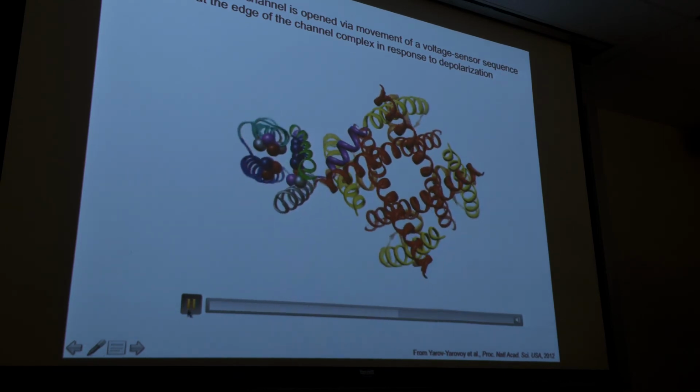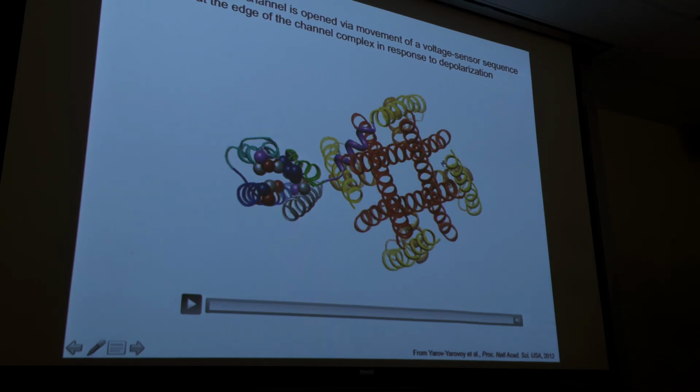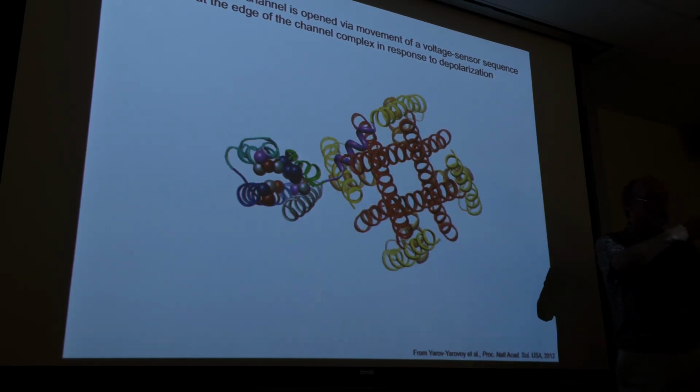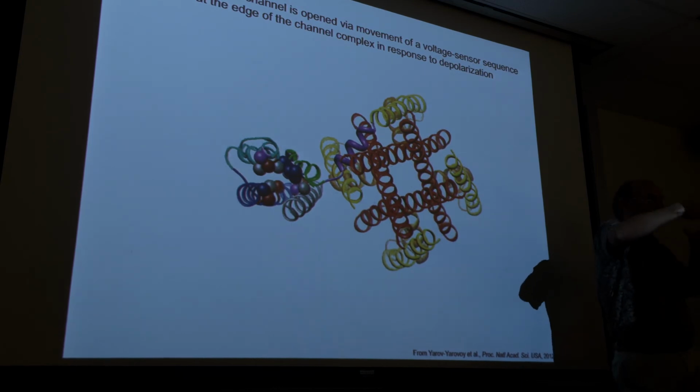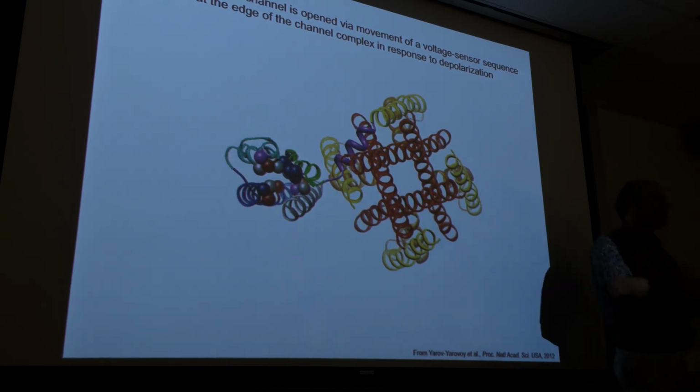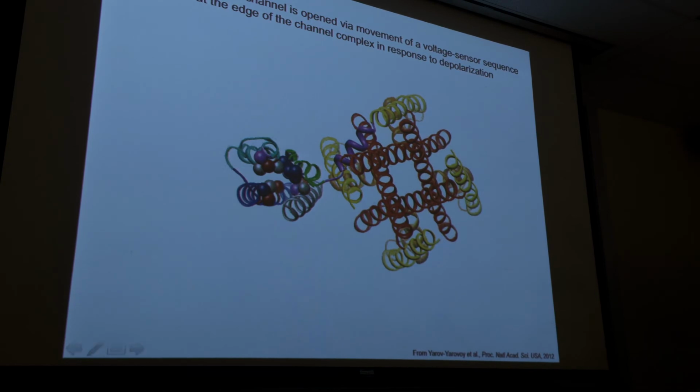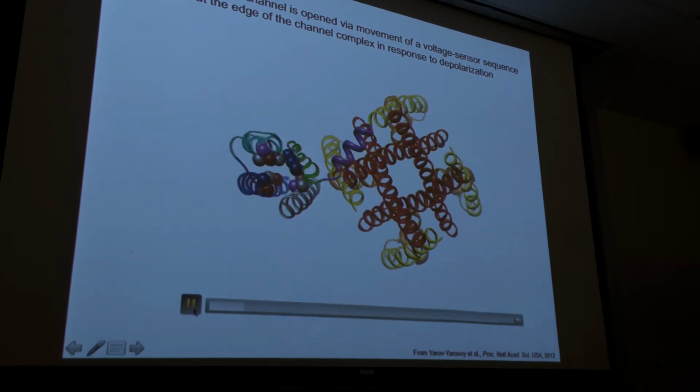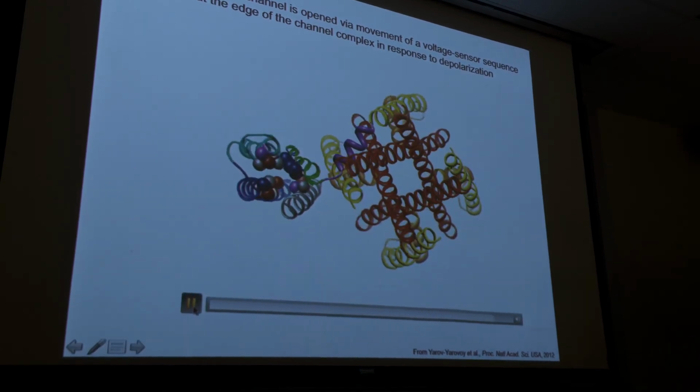It's not showing the whole thing, but this is around. So the gate is actually made up from each of the subunits or each domain, and they rotate and open up, kind of like a diaphragm. Well, I think it's cool.